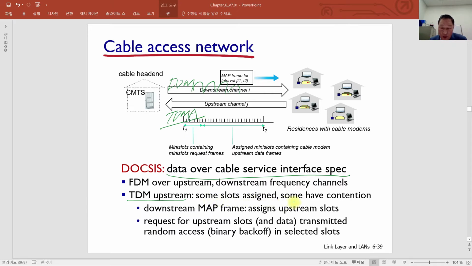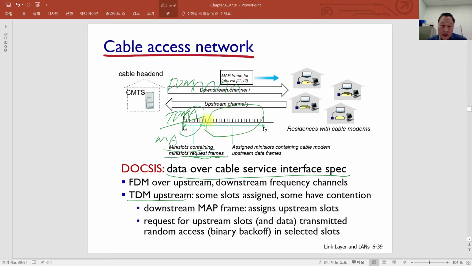Some slots are assigned, some have contention, because many households are sharing this channel to access the CMTS node. Before that, they should contend for these mini slots containing mini slot request frames. Thus, when a household wants to send some upstream data, before that, it requests these mini slots. Thus, this one is a mini slot request frame, and that is the multiplexing scheme. And there may be some contention and some collision.